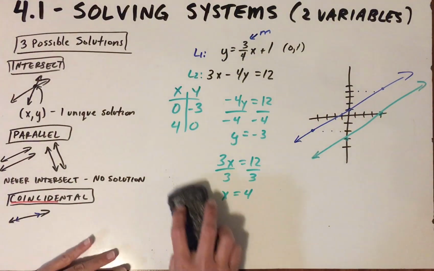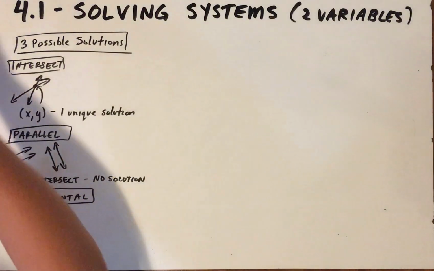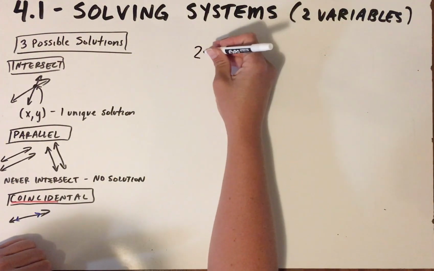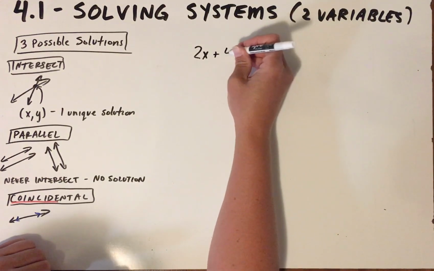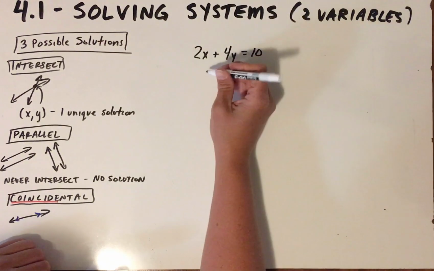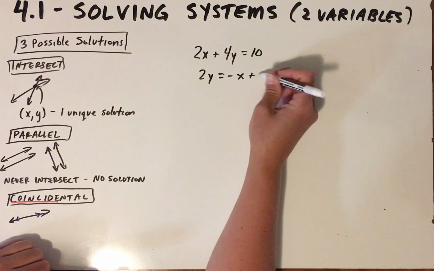This literally means that every point on one line coincides with all of the points on the other line. So what type of solution would we get here? Because this is weird. Let's look at an actual problem here. If we had the system 2x plus 4y is equal to 10, and 2y equals negative x plus 5.